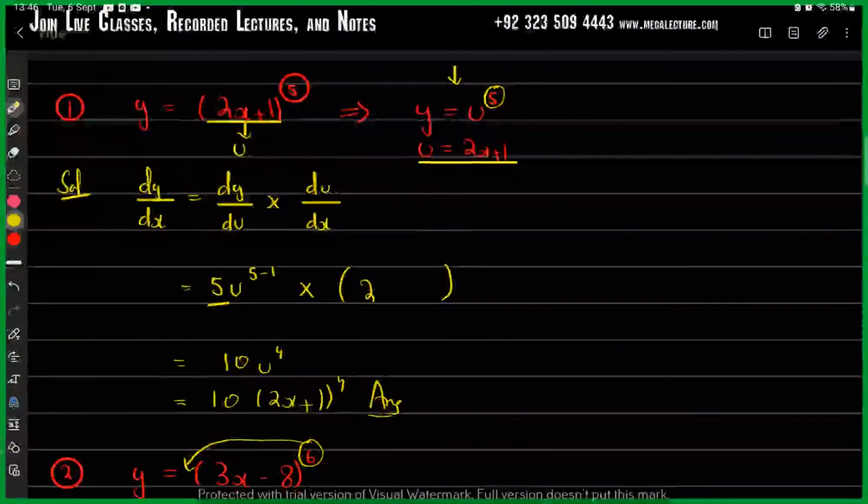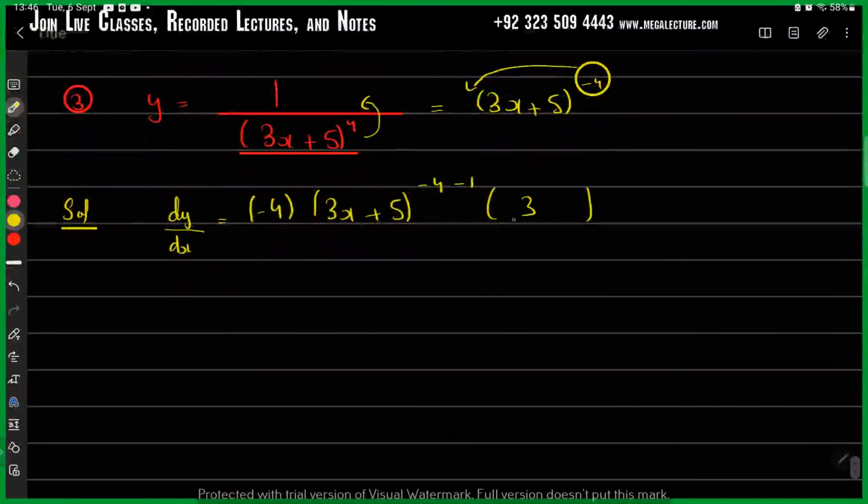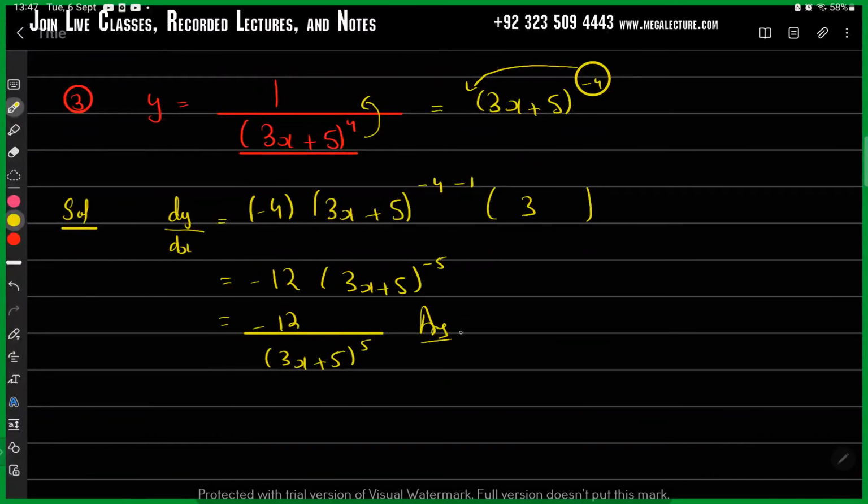Okay, miss, got it. The derivative will be 3 only. Very good. Excellent. It's 3. And this is going to be minus 12 into (3x plus 5) power minus 5. And it would give you minus 12 divided by (3x plus 5) power 5. This is going to be the answer.